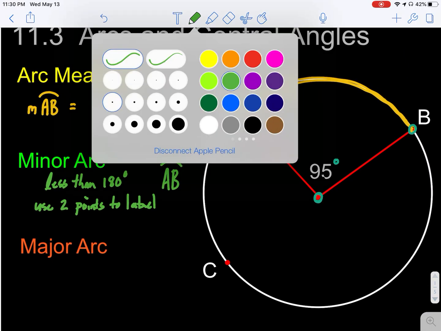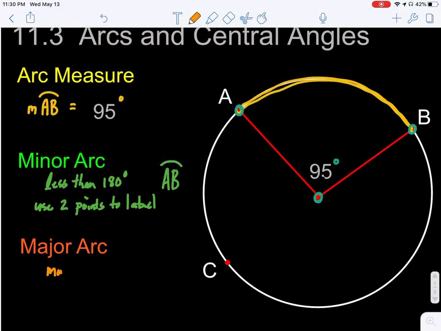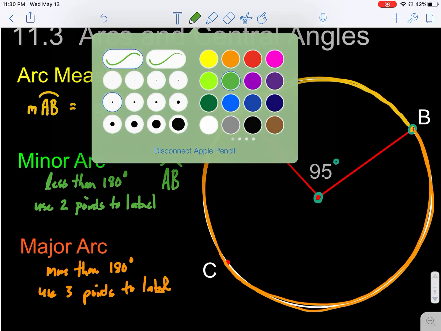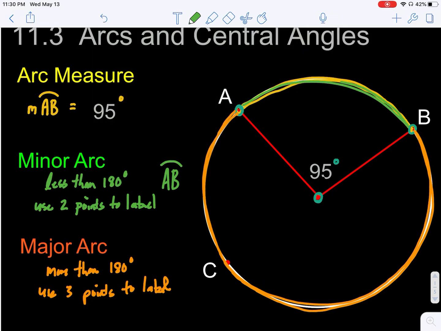A major arc is going to be an arc that has more than 180 degrees. That is going to use 3 points to label. And so a major arc, if you follow A to B around the long way, it's going to go through C. So now we're talking about from A to B all the way around that circle. More than halfway is going to be a major arc, where that minor arc is just from A to B less than 180 degrees.